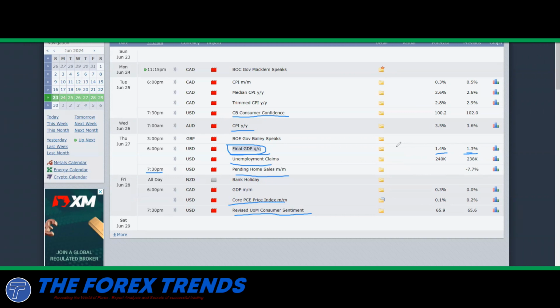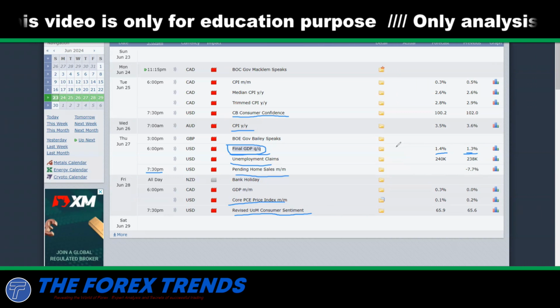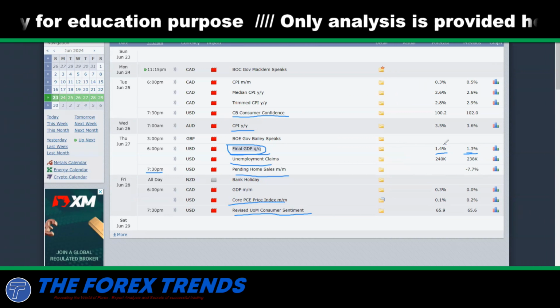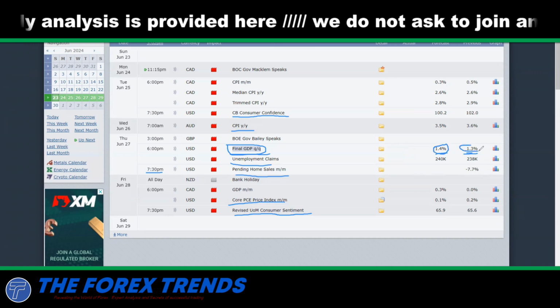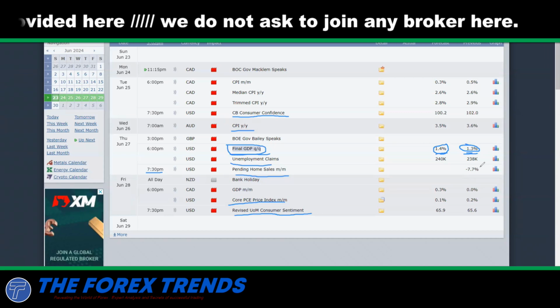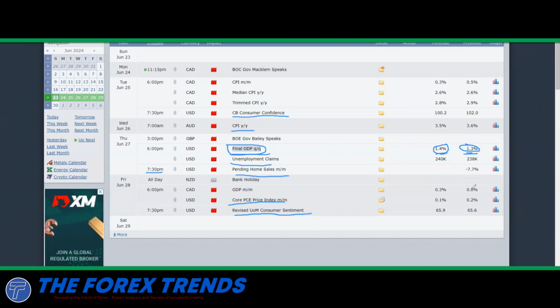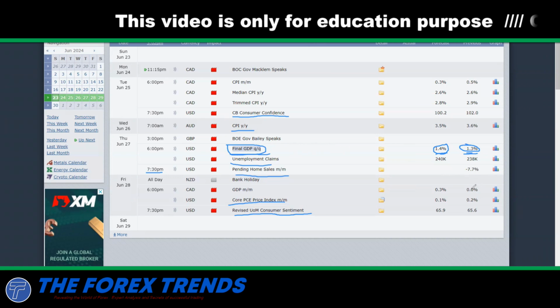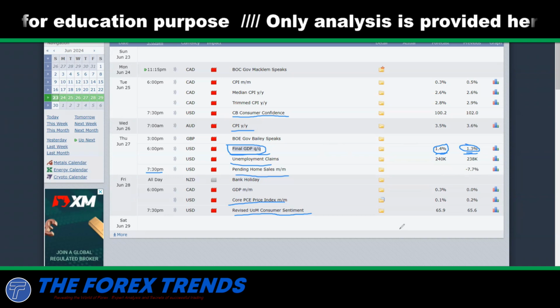If it comes greater, then we may see good selling in gold again. If it comes less than 1.4% or less than 1.3%, we may see a short-term bullishness in the gold market. After that, it will range again. So that's all in the economic factors for the upcoming week.